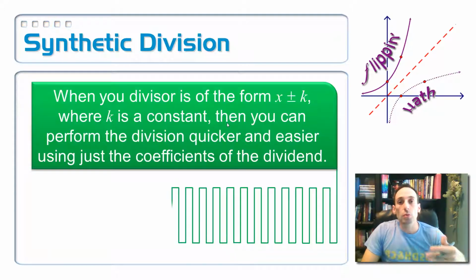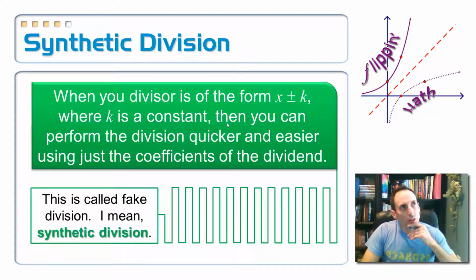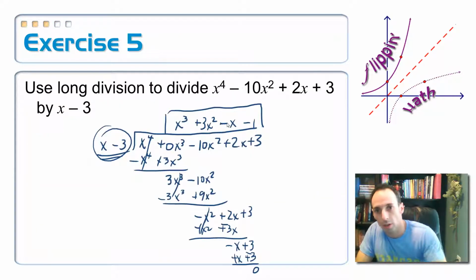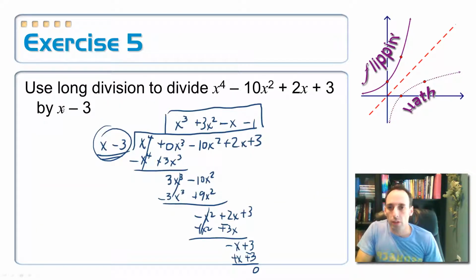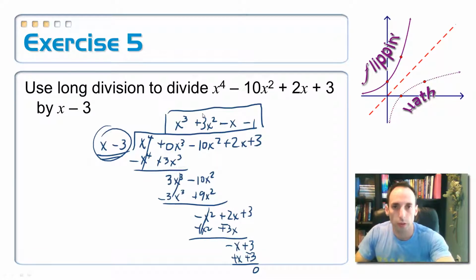So the previous one that I just did, I was dividing by x plus 3 or x minus 3, I don't remember. Anyway, so I could use this thing called fake division. I mean synthetic division. Let me go back for just a second. Right here, I'm dividing by x minus 3. So this means that this whole problem could have been done faster and easier using synthetic division. So we want to know how to do that because, hey, we love shortcuts. So let's find the shortcut for this one.